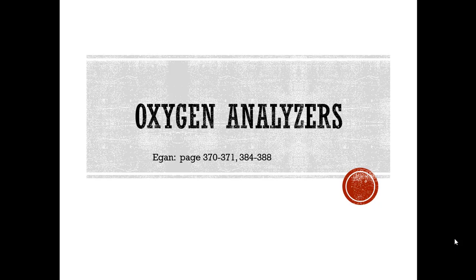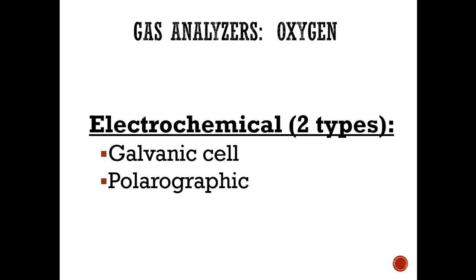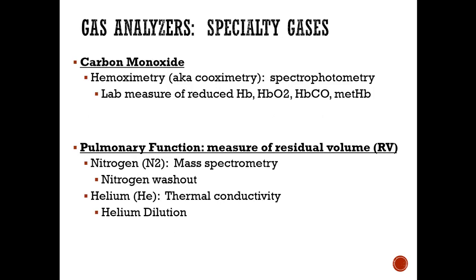With this PowerPoint, there's not a ton that you guys are going to have to know to take into the exam. So we'll go through it hopefully really quickly. The gas analyzers that we're going to be looking at are called electrochemical. There are two types that we're going to be focusing on, the galvanic cell and the polarographic. We'll talk about the differences between those in just a little bit here.